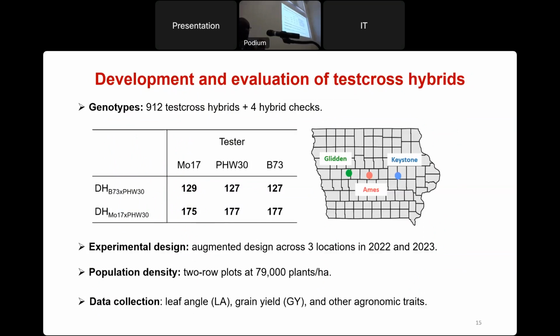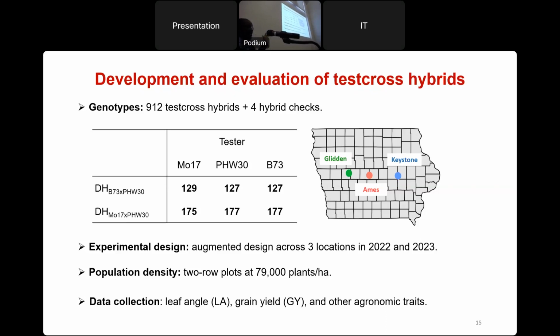So to answer that question, we now crossed the 2DH population to the 3 inbreds to develop 912 hybrids that are shown here in this 6-combination design. And we evaluated these hybrids across 3 environments here in Iowa for 2 years. And we planted them at a population density of 79,000 plants per hectare.